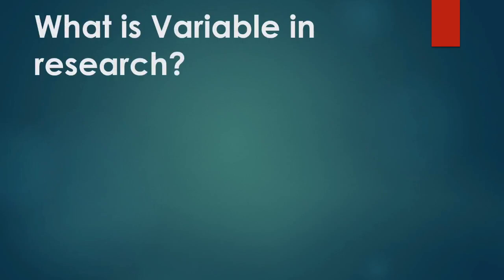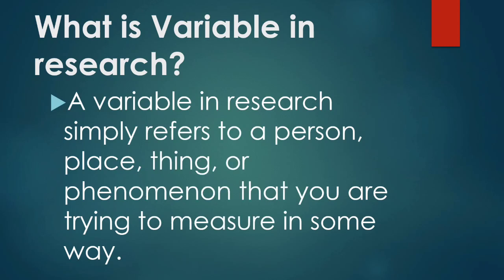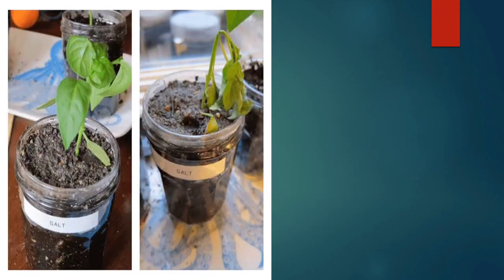In research, when we say variable, a variable simply refers to a person, place, thing, or phenomenon that you're trying to measure in some way. It could be a person, a plant, an animal, it could be anything, so far as you are trying to measure that thing. So take note, variables could be anything.